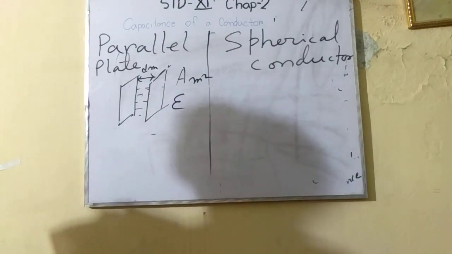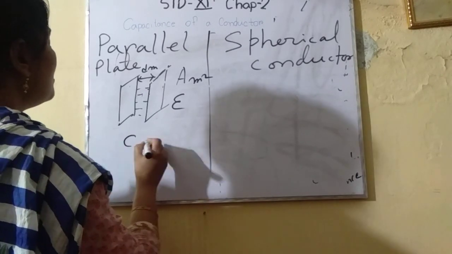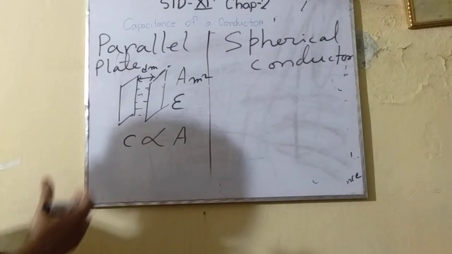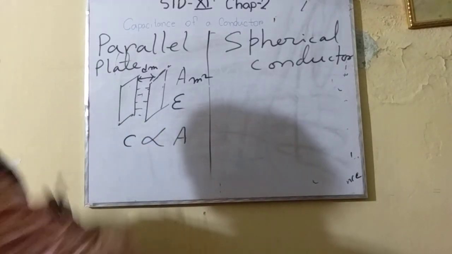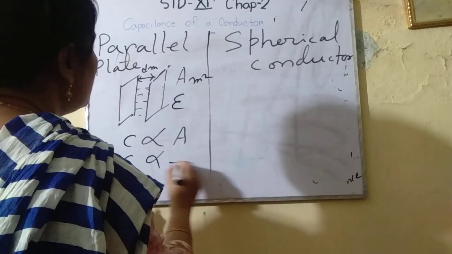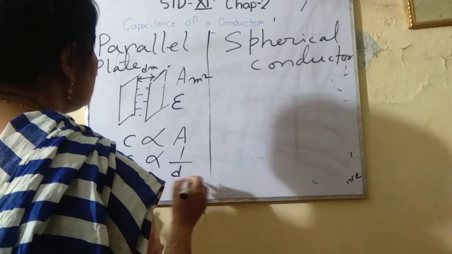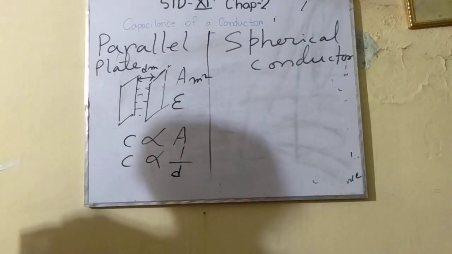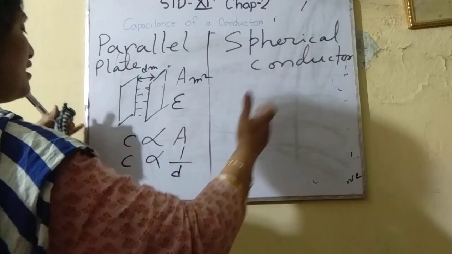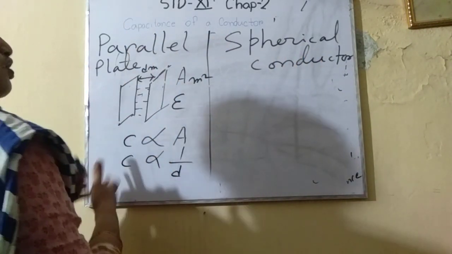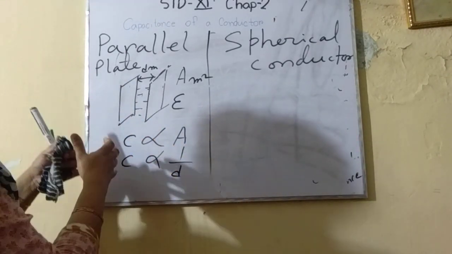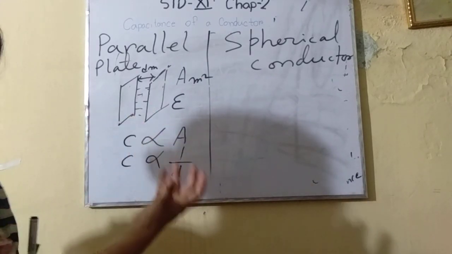Epsilon. Okay. So at that time C will be proportional to A. That means the more the area, the more the charge will be stored, the more the capacitance. Is it clear? And C is inversely proportional to d, the distance. That means the more the distance between the two plates, the less the electrostatic induction will be, so less charge will be stored in the plate. So the capacitance will be less.